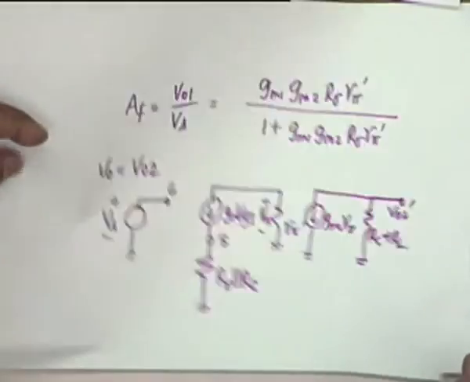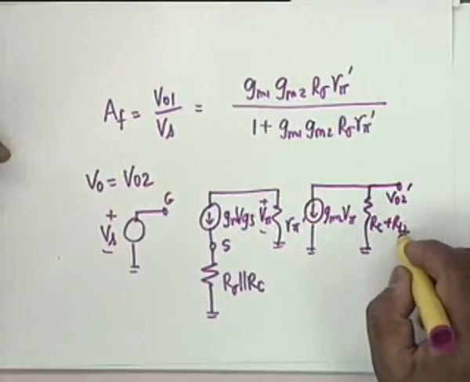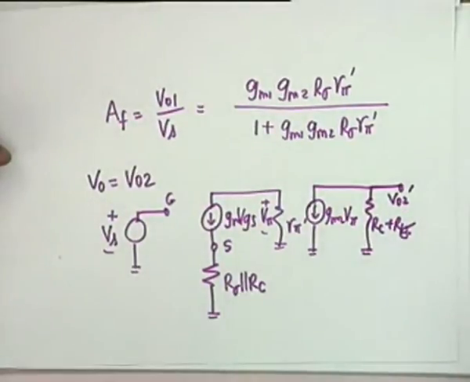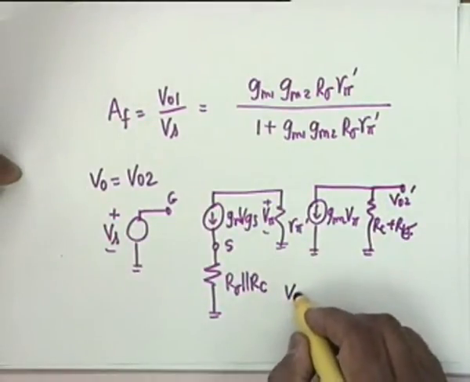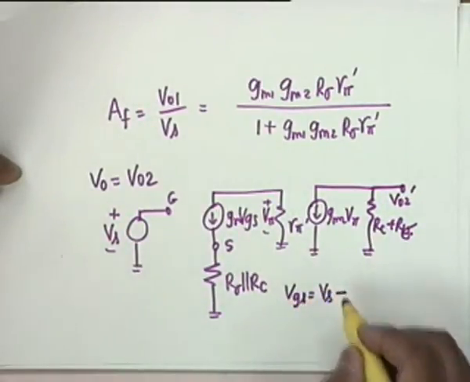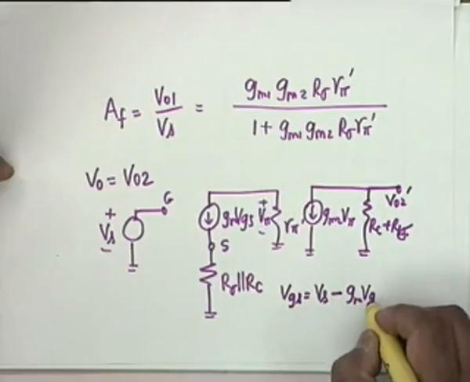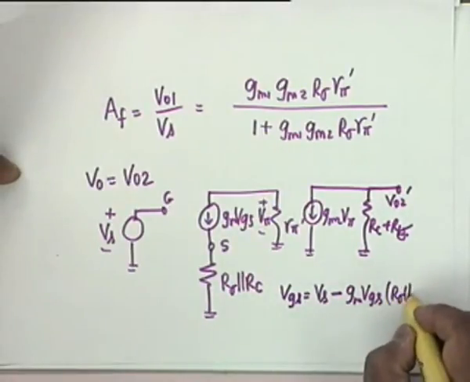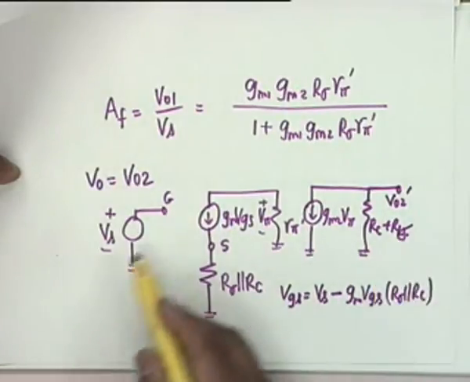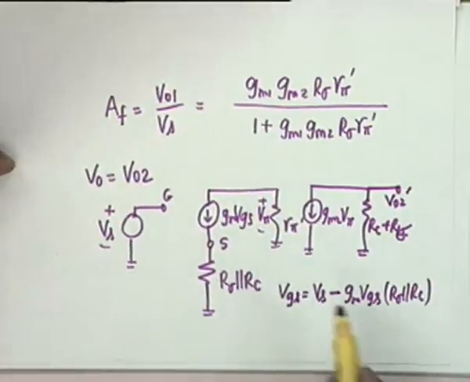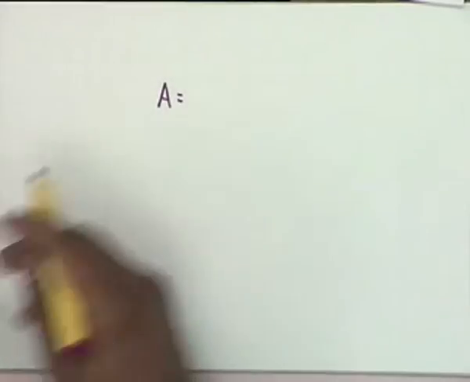And all that you have to do now, pardon me? RC plus R sigma. That is, thank you. RC plus R sigma. All you have to do now is to see that VGS is equal to Vs minus the drop in this, which is gm VGS times R sigma parallel RC. And therefore you can find out VGS. If you can find out VGS, you can find out A. And you can find out A. My result is the following.